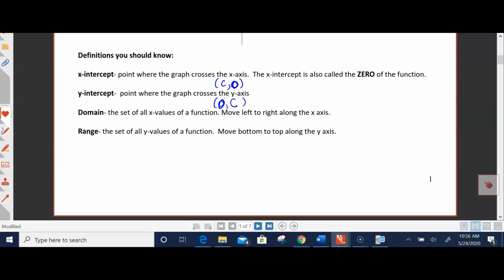Domain, I touched on that, but it's the x values of a function, and we always move left to right. The range is the set of y values of a function, and we always move bottom to top. And we'll practice those.